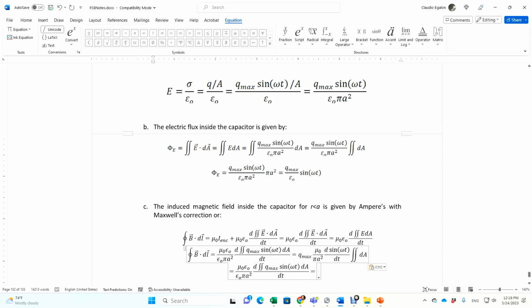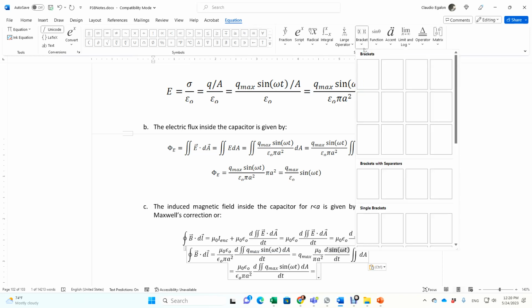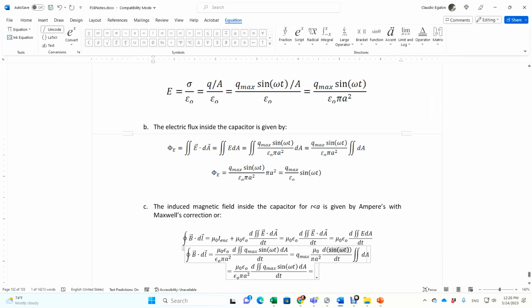So what we have here, Q max is a constant, can be taken out. We did that. We cancel epsilon naught with this epsilon naught here. Sine of omega t doesn't depend on x and y, so it can be taken out of the integral. But we still have to differentiate it with respect to time. You don't have to integrate it, but you have to differentiate it. The area doesn't depend on time either. The area depends only on the positions, on the x and y coordinates. So we can take it out from the derivative term.